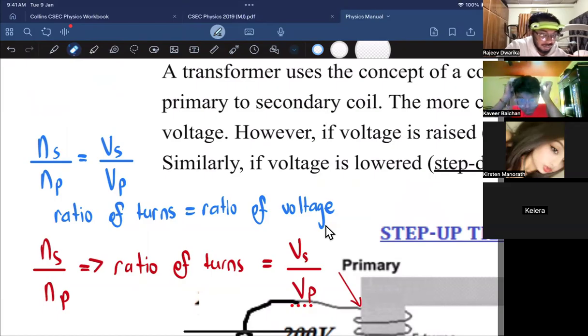Kira, you have it down? Just now, almost done. Yeah, so just copy that down in bold. A formula for transformers, NS over NP is equal to VS over VP.